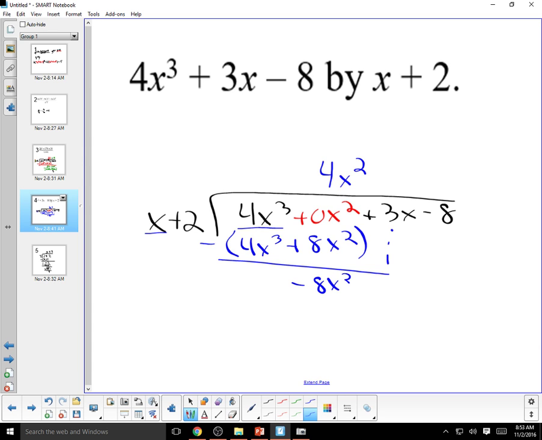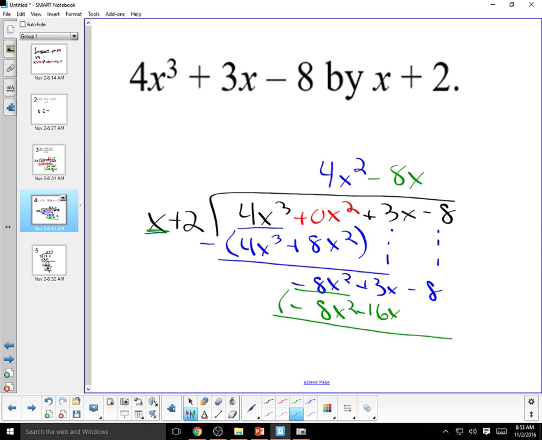At this point, all I'm doing is bringing down the rest of the polynomial. That's a positive 3x minus 8. And I divide again. I take the first one divided by the first one. So what's negative 8x squared divided by x? Negative 8x. And then I'm going to multiply by the 2. So I should only really get 2 under that. Negative 8x times x, negative 8x squared. Negative 8 times 2 is a negative 16x. Make sure you change the sign to the whole value. So negative 8x squared minus the negative 8x squared is 0.